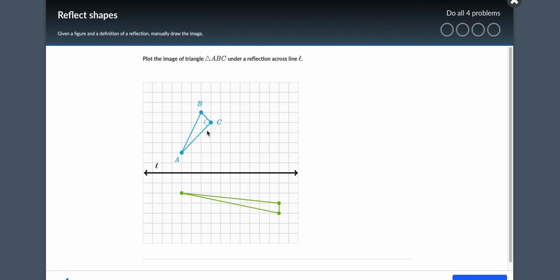So A's here. So now B, it takes 1, 2, 3, 4, 5, 6 squares to reach the line. So we'll go 1, 2, 3, 4, 5, 6. So right about there. Now for C, it takes 1, 2, 3, 4, 5. And by the way, 1, 2, 3, 4, 5.